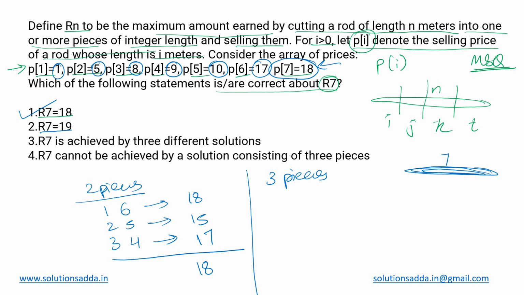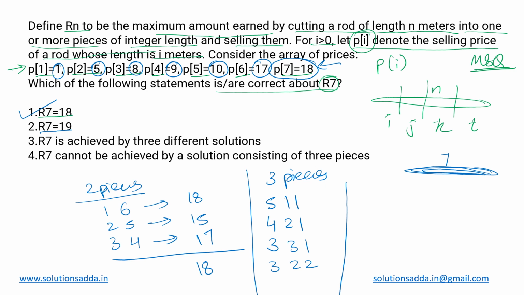So let us see, if we go for three pieces, then what are the possibilities? We can have 5, 1, 1, then 4, 2, 1, then 3, 3, 1, 3, 2, 2, and along with this, is there any other possibility? We can go for 2, 2, 2, that won't give us. So yeah, this is all the combinations we can have with three pieces.